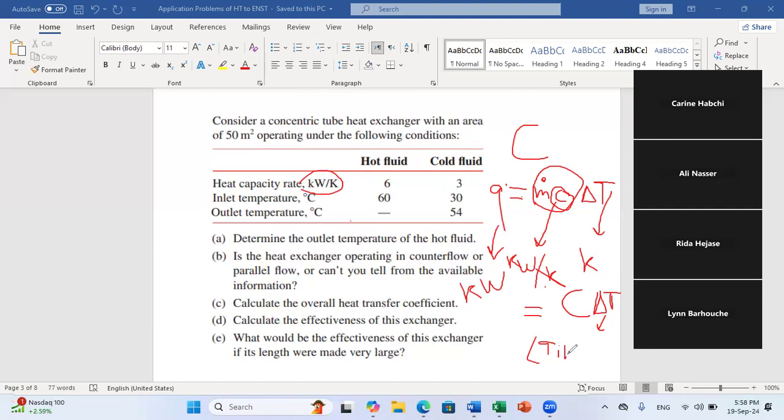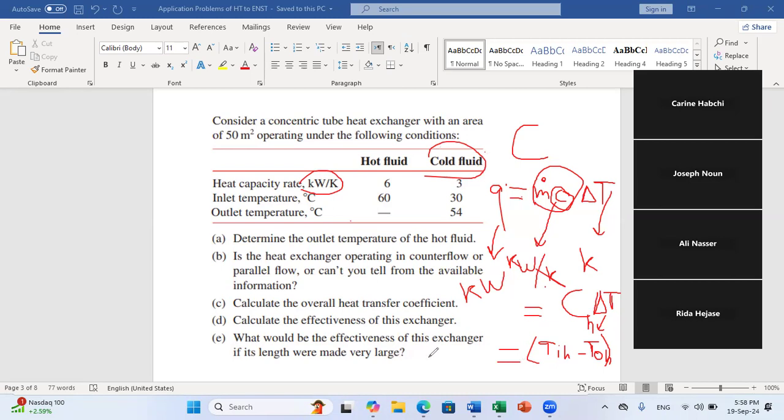So C hot times (T hot in minus T hot out). And to differentiate between hot and cold, I will put here C hot. While for the cold fluid, since we assume no losses, what is lost by the hot fluid is gained by the cold fluid, so we can say that this is equal to the heat that will be gained by the cold fluid.